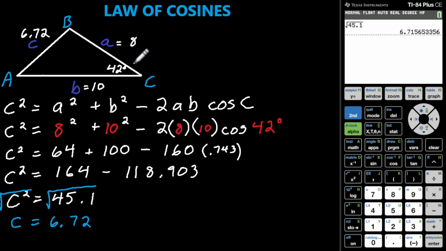And as before, since I now have an angle and the side opposite it, I now have a ratio between the two. I can use the law of sines for the remaining two angles here.